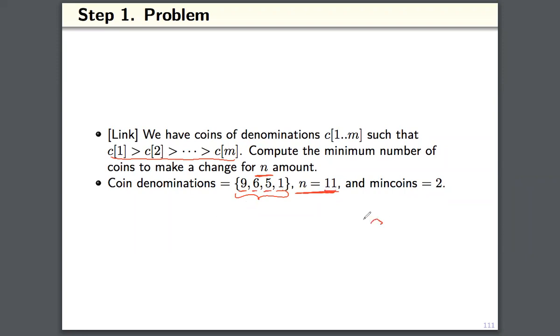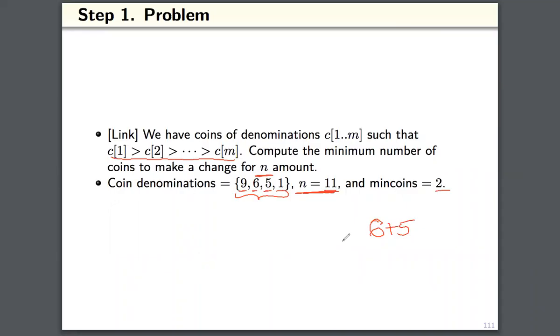The answer is, say, 6 plus 5, correct? Min coins is 2. Sorry, can you repeat the coins, like say 9, 1, 1, 1 twice, to make an exchange?